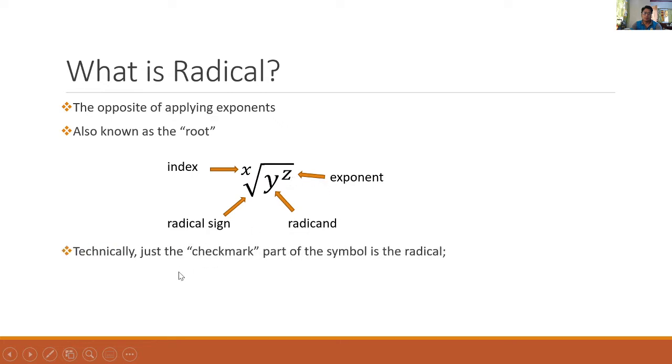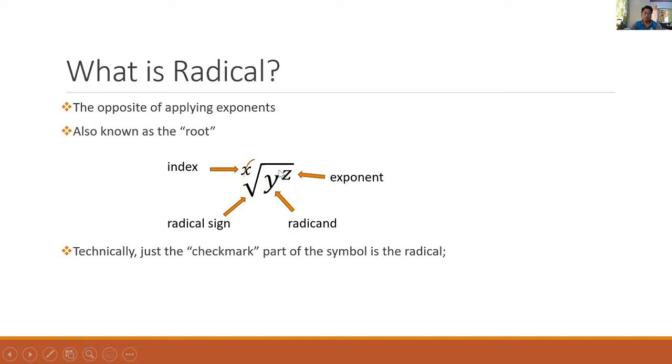Now, technically speaking, if we will be talking about the radical sign, only the check mark part of the symbol is the radical. Asa yung check part? Ito. So ito lang talaga yung radical. Kaya nga kung makikita ninyo sa atin pong paggamit po ng laptop or desktop sa mga symbols, pag nakakita kayo ng check mark, hindi talaga check mark yun. That is the radical. Okay?